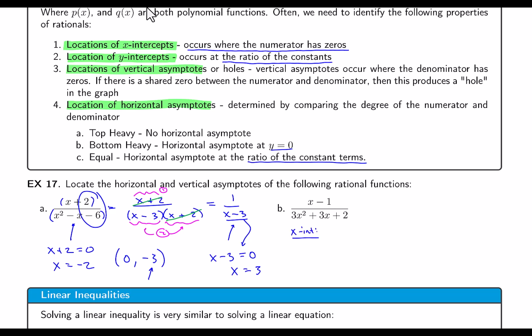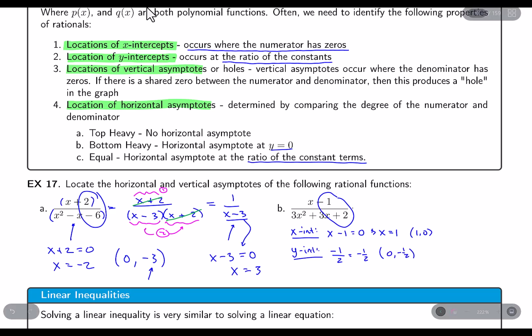All right, so x-intercepts. You just look to where the numerator is equal to 0. So that's going to be at x equals 1. So you just set the numerator to 0 and solve. It should be written as a point, so it would be (1, 0) technically. All right, y-intercepts. That's another easy one. You look at the ratio of the leading term coefficients. So that would be negative 1 over 2, which is negative 1/2. And written as a point, it would be (0, -1/2).